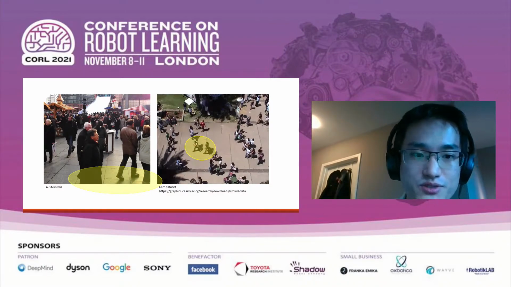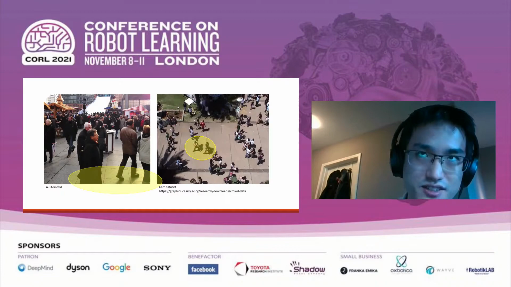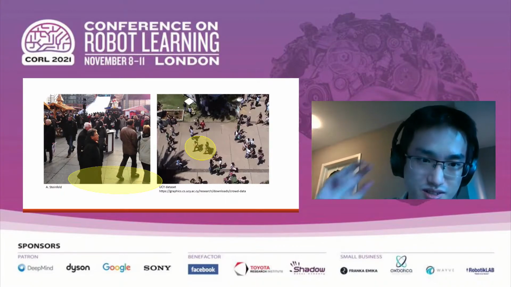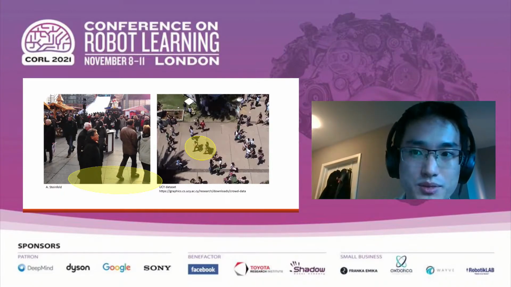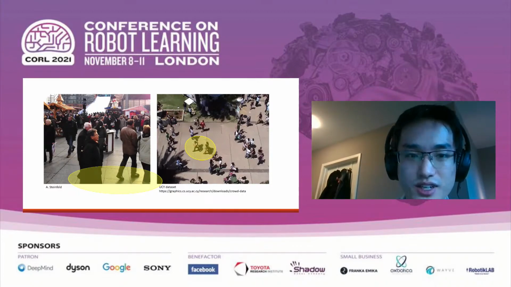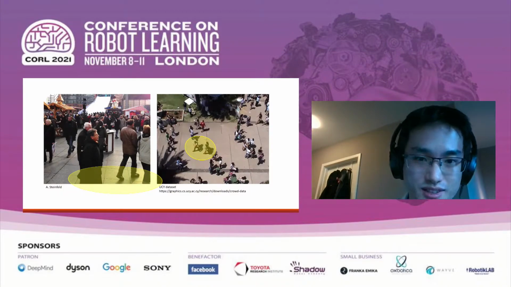Sometimes some form of social ties exist inside the group. For example, this group might be a family group or a friend group. Therefore, it is inappropriate for a robot to intrude on these kinds of social groups.